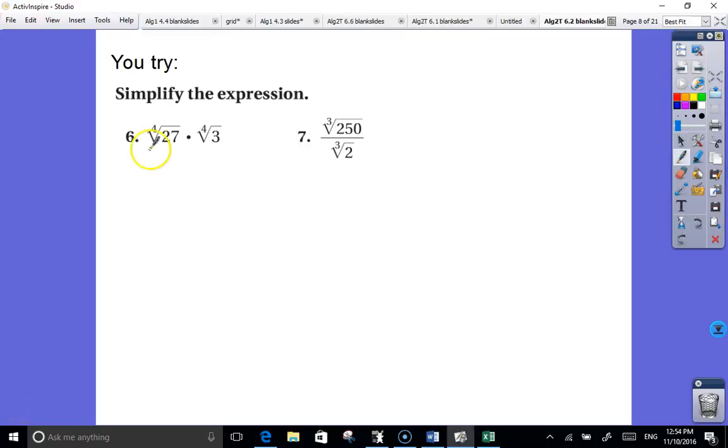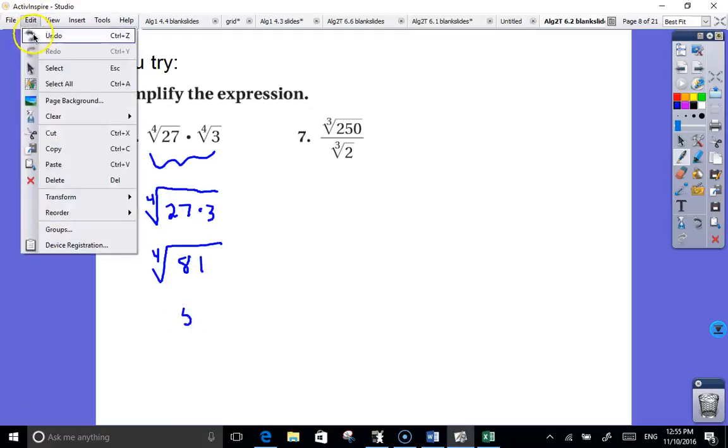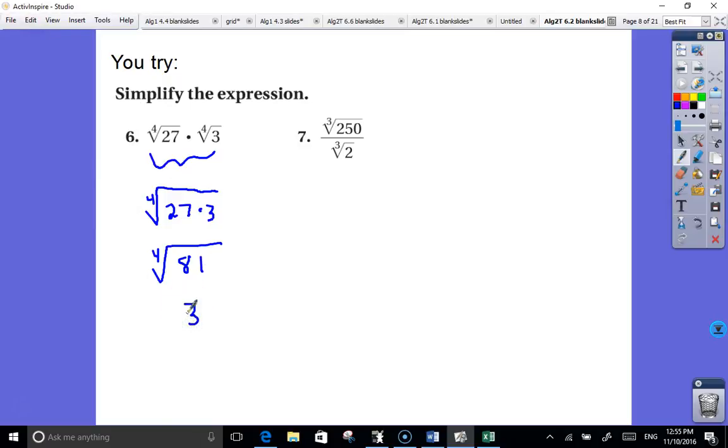Okay, so the product of radicals is the radical of the product, which is 27 times 3, which is 81. And the 4th root of 81 is, sorry, I started to write 5 because I'm thinking of the next problem. 3. Okay, this one, the quotient of radicals is the radical of the quotient. Right? The 3rd root of 125, which is 5.